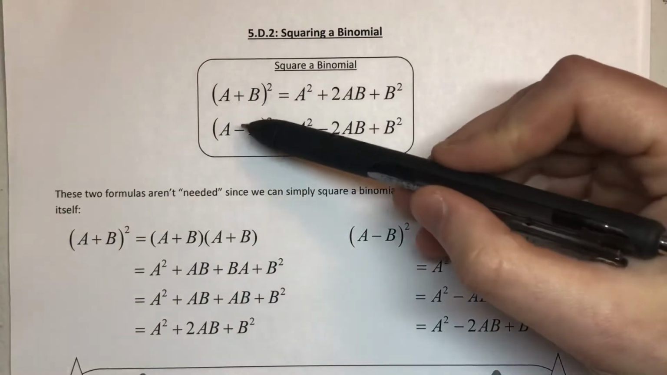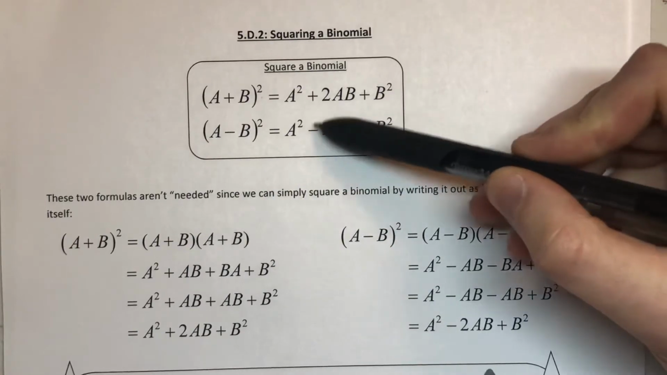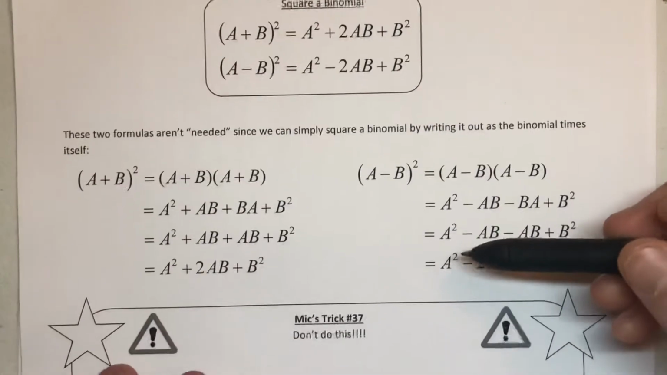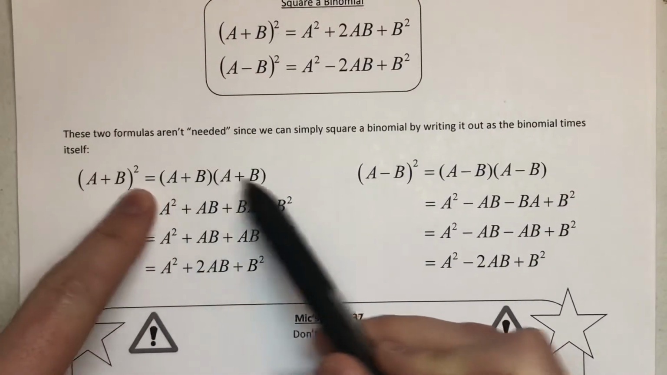We have one for plus and one for a minus in your binomial. The only difference in the formula, notice, is the plus versus the minus right there. What we're showing you again down below is just where they come from. Where each of these came from would be if you multiplied it out.